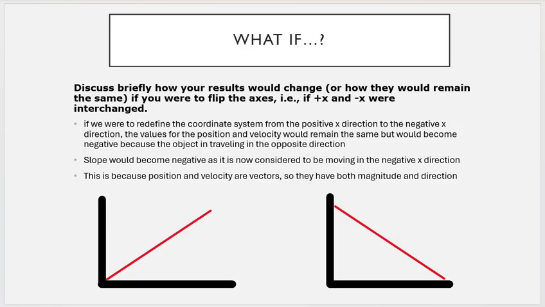What if we flip the x-axis? If we were to redefine the coordinate system, the value of the position and velocity would remain the same, but the values would become negative since the object is now traveling in the opposite direction. This would make the slope negative. Remember that the position and velocity are vectors, so they have both magnitude and direction.